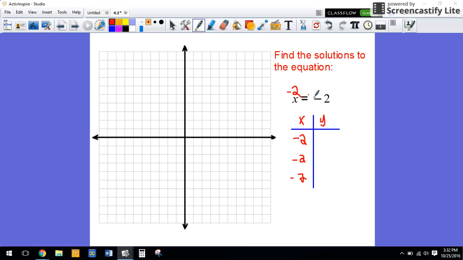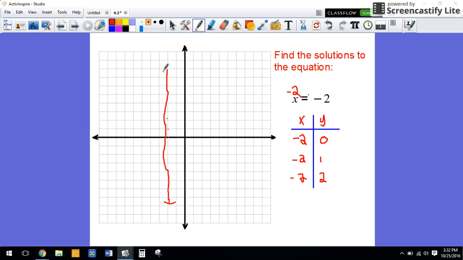Now y is not up there, so y is going to go wild, it's going to go crazy, it's going to be insane. So insane that I'm going to pick 0, 1, and 2. Yep, pretty crazy. So now I've got (-2, 0), (-2, 1), and (-2, 2). Connect my points, and this time I have a vertical line.